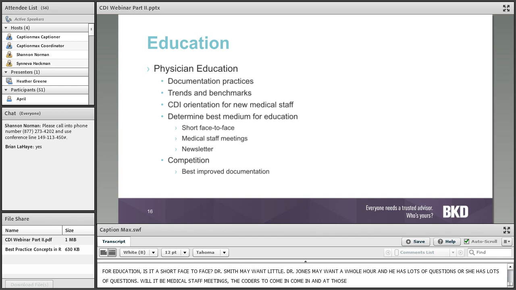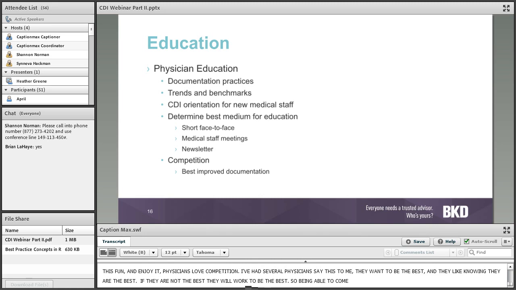What is the best medium for education? Is it going to be a short face-to-face? Dr. Smith may only want to talk very little. Dr. Jones may want a whole hour, and he has lots of questions, or she has lots of questions. Is it going to be medical staff meetings? Do you need your CDS or your coders to come in at those staff meetings and talk about something? Or is it a newsletter where your physicians actually read the newsletter? Is that better than trying to set up the time to do face-to-face?